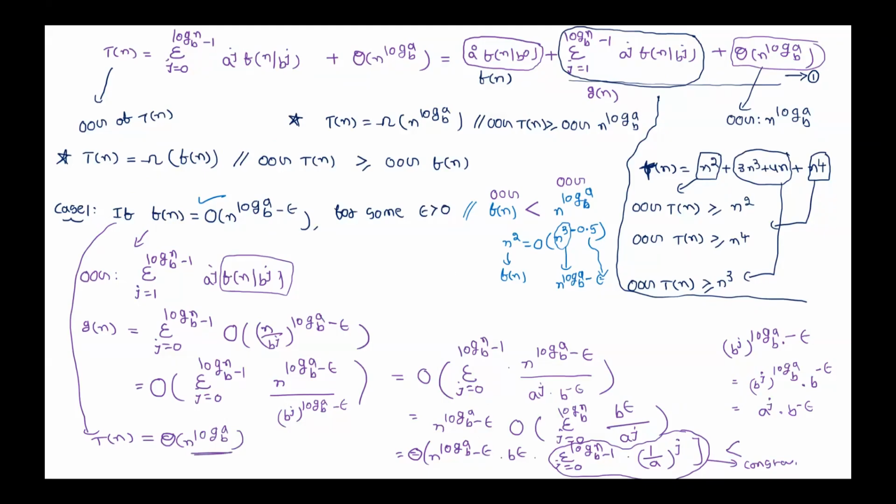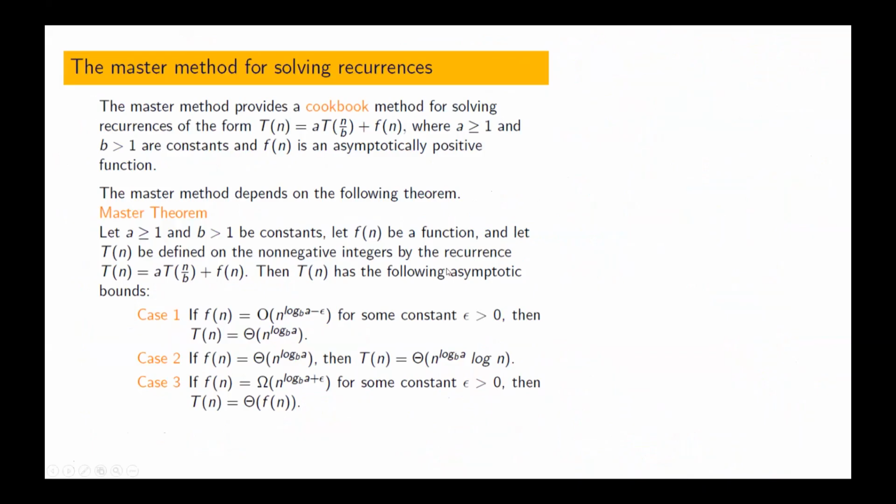Okay, even if you have not understood this proof, still fine. At least you can understand how we got this, that I tried to convince you. If f of n is big O of n power log a base b minus epsilon for some epsilon greater than 0, then T of n becomes theta of n power log a base b. That is one condition. So that's what I showed. Okay, this is the case.